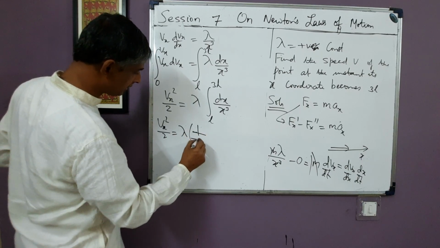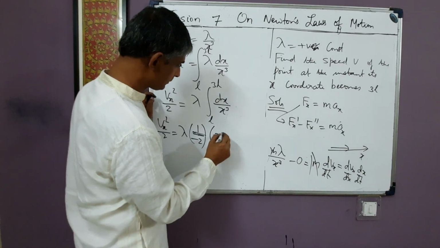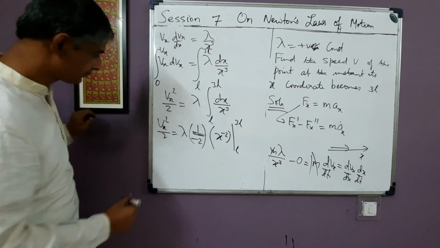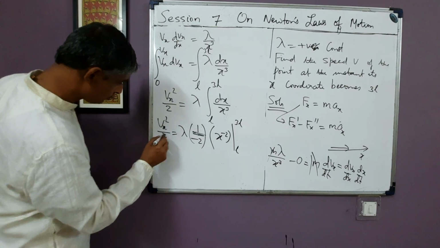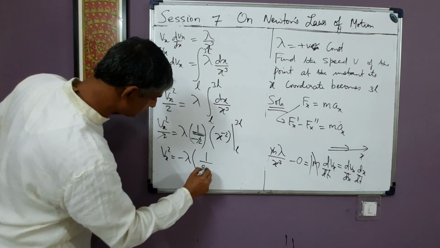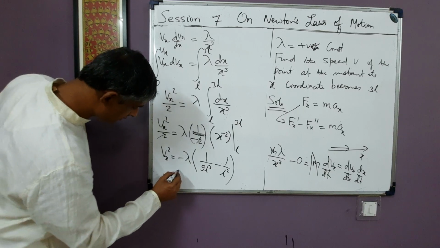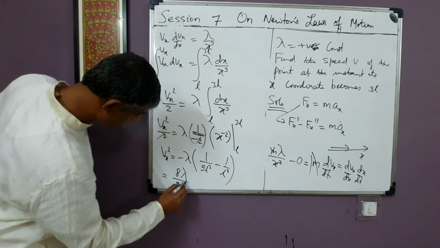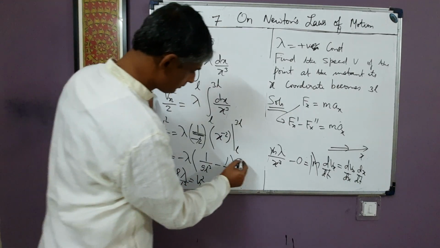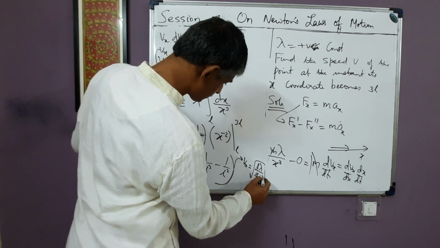Lambda times 1 by minus 2, and this becomes x power minus 2 from L to 3L. Okay, so the 2 goes away, minus lambda, this becomes 1 by 9L square minus 1 by L square. This becomes 8 lambda by 9L square. This becomes Vx square. Okay. So this means Vx square is 8 lambda by 9L square.